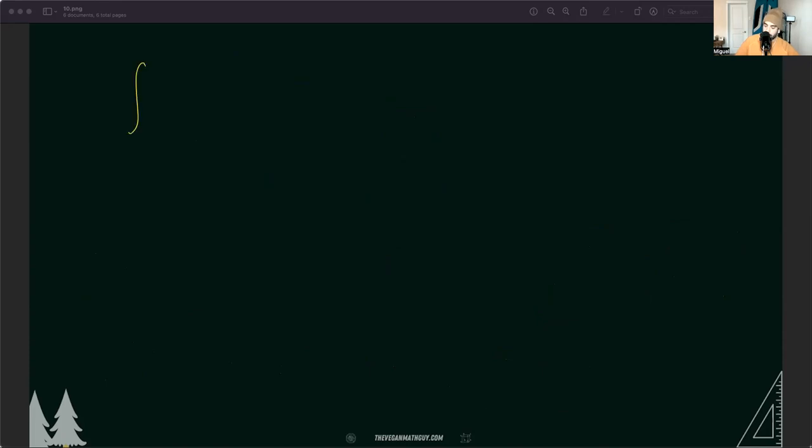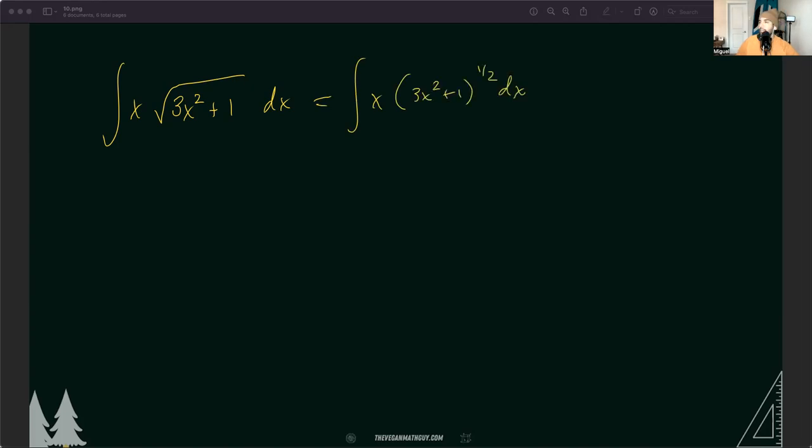Now what happens when we have, let's just say, for example, the square root of 3x squared plus 1, and then we'll put an x on the outside. Okay, this looks even more confusing. But again, with a problem like this, it's all about going down the list. We had the power rule. It's not going to work in this case. So maybe U-substitution is going to work. I like that. So first we're going to rewrite this as x times 3x squared plus 1 to the power of 1/2 dx.